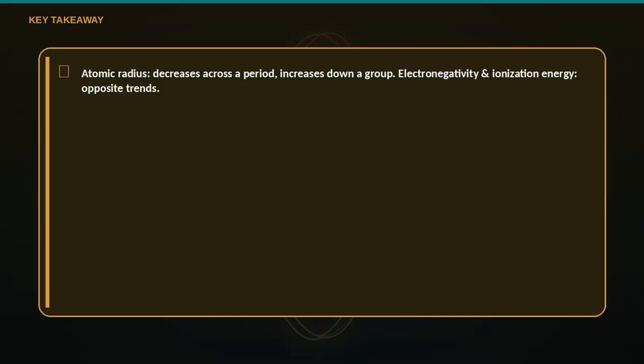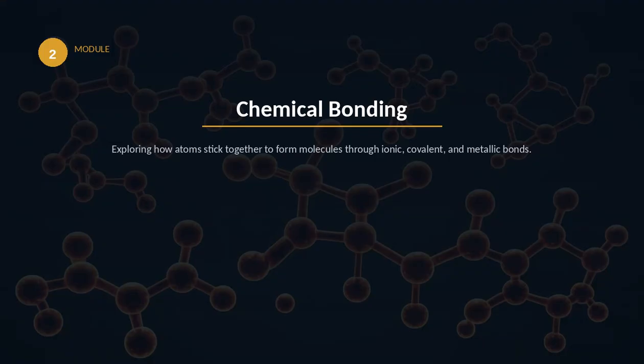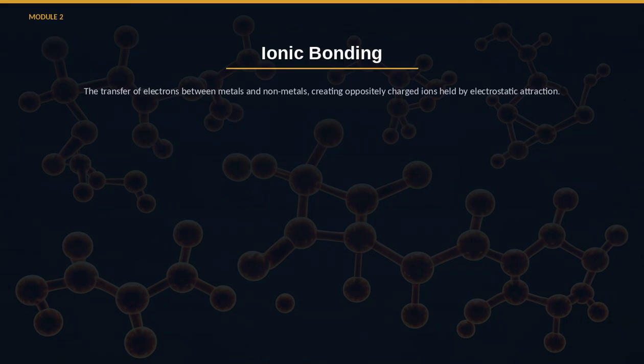Key takeaway: atomic radius decreases across a period and increases down a group. Electronegativity and ionization energy follow the opposite pattern. Module 2: Chemical bonding. Now we'll explore how atoms stick together to form molecules through ionic, covalent, and metallic bonds. Let's start with ionic bonding. This is where metals transfer electrons to nonmetals, creating oppositely charged ions that attract each other.